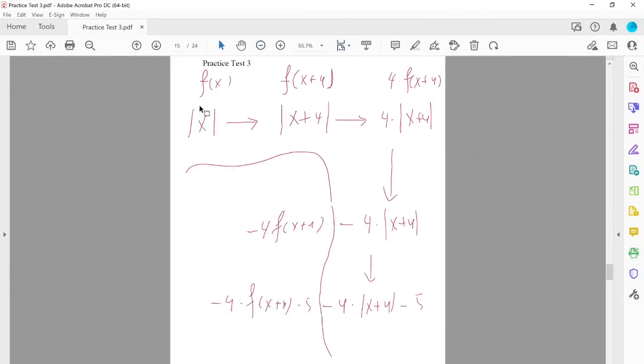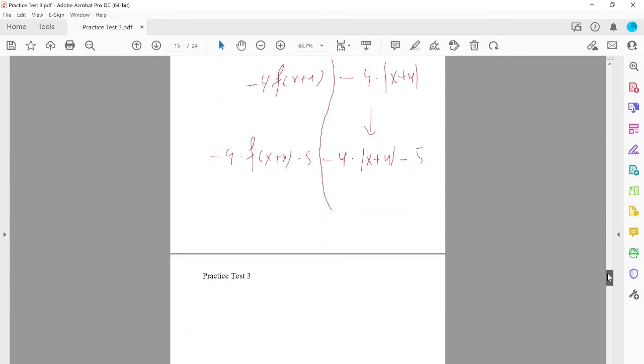Okay, let's make it from here to here. The only thing that changes is the x coordinate. So to go from here to here you have to subtract 4 from the x coordinate. To go from here to here you have to multiply the y coordinate by 4. To go from here to here you just have to flip your graph, which is a reflection across the x-axis. That means you just have to multiply your y coordinate by negative. From here to here you just shift your graph 5 units down.